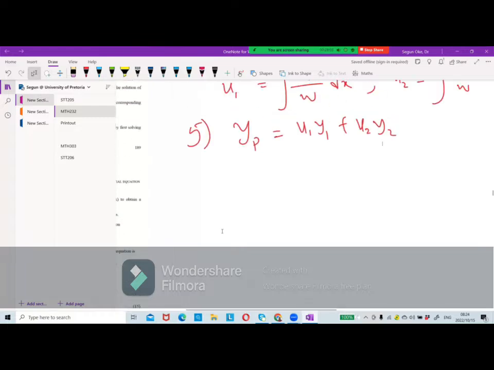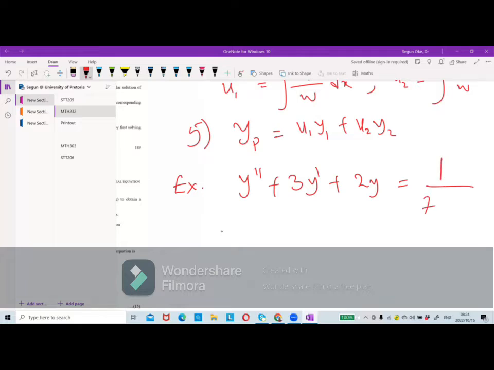Example 1. So we have y prime prime plus 3y prime plus 2y equals to 1 all over 7 plus exponential x. 1 all over 7 plus exponential x.